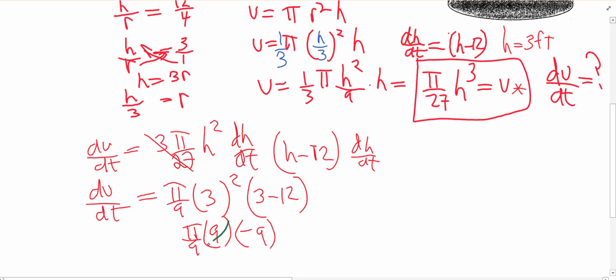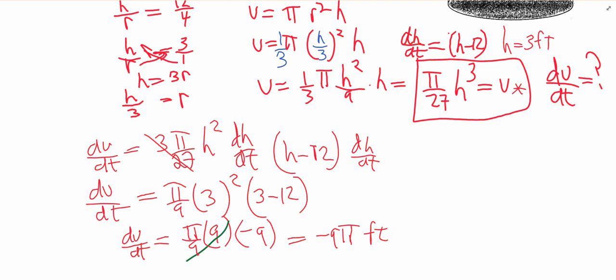Canceling out, we get a 9 and a 9 cancel out, and it's equal to negative 9 pi cubic feet. Try that again. Cubic feet per minute. And I think that's it for part B.